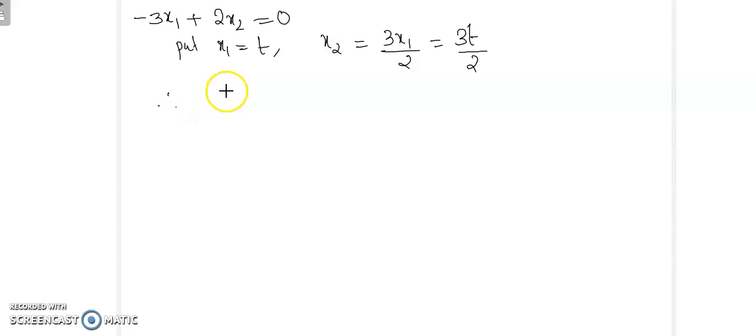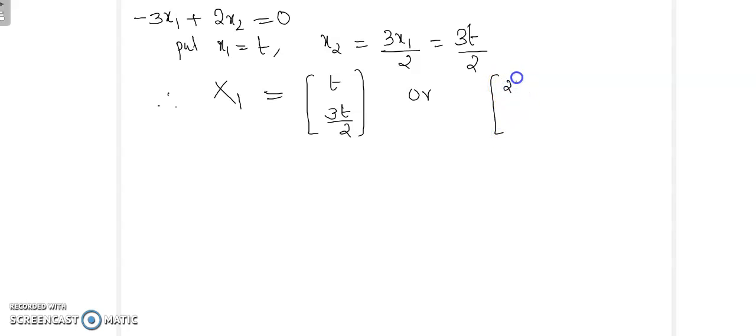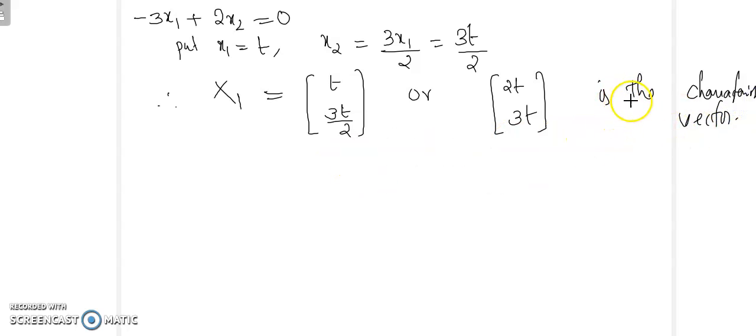So therefore the required eigenvector, let me call it x1, is going to be t and 3t by 2. Or if you multiply it with 2, you can write it as 2t and 3t. This is the characteristic vector, the corresponding eigenvector corresponding to lambda equal to 4.